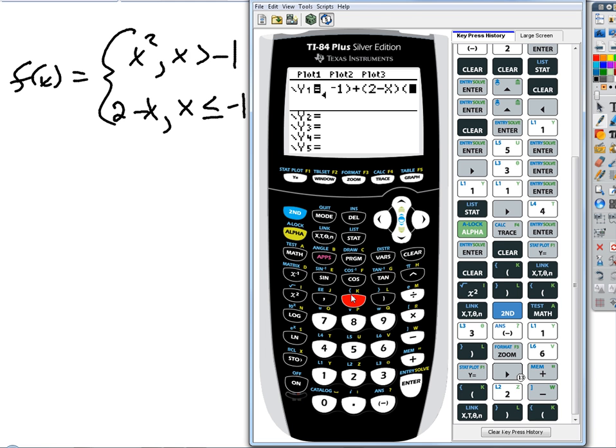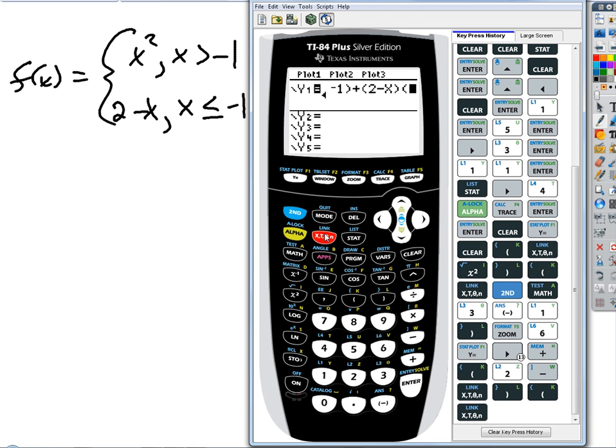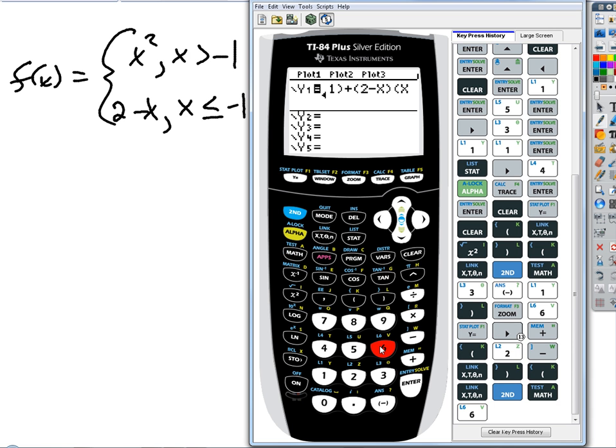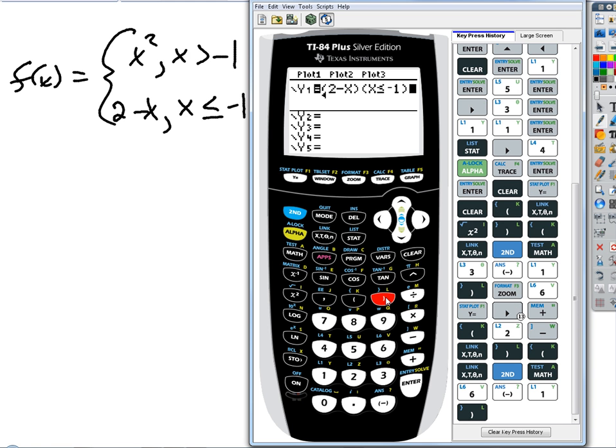So we go x, where did I go to get the less than or equal? Test. So second test. Less than or equal to is number 6. Less than or equal to -1. Close the parentheses. And I got it. Now if I hit graph, see what it does?